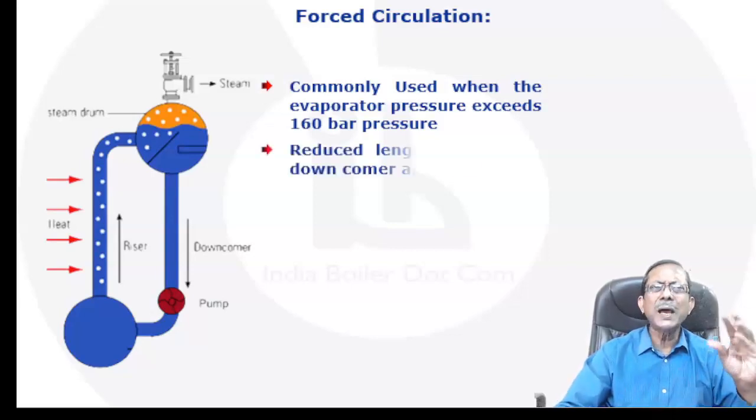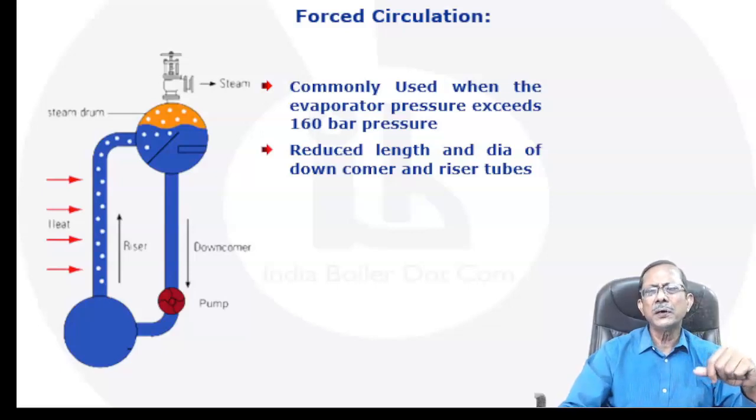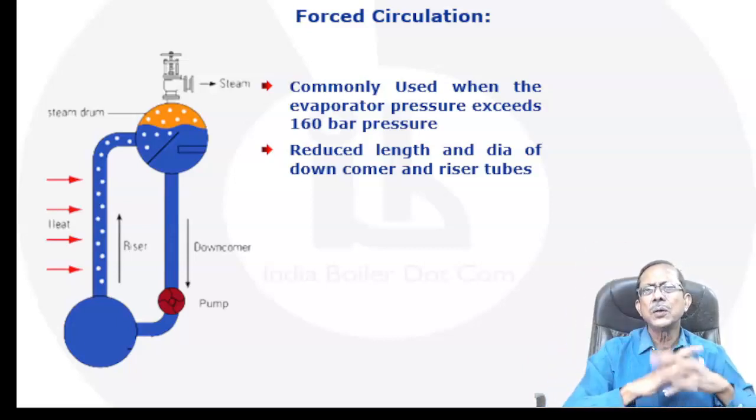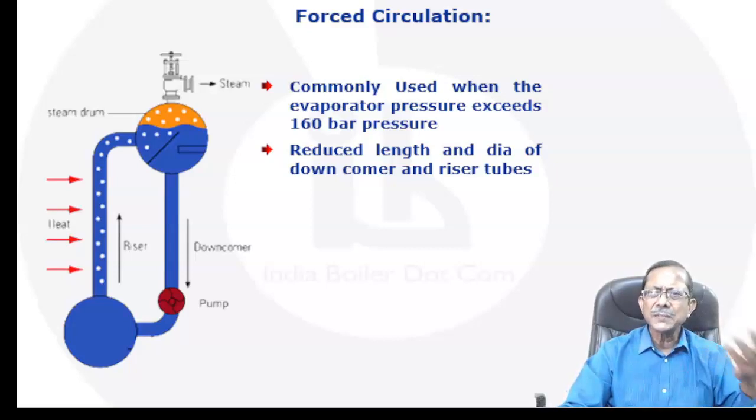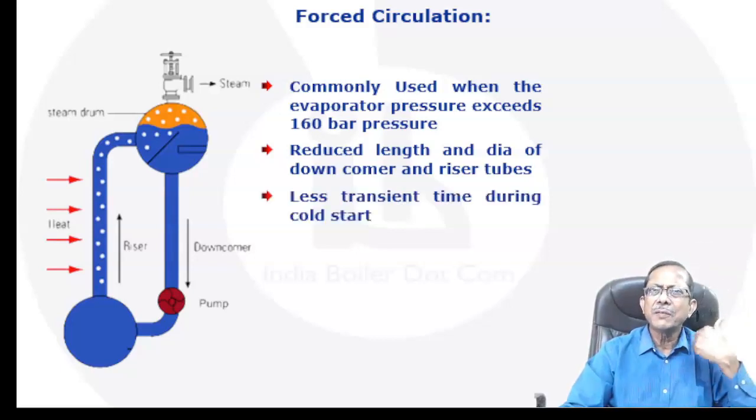So the tube diameter becomes smaller in a forced circulation boiler, right? Tube diameter becomes smaller, the furnace height also becomes less, right? So that is an advantage. Second advantage is, again, we don't need to gradually ramp up, so we can have a very fast ramp up in our system. So cold start can be very fast ramp up, so less transit time for a cold start. That is another advantage, right?